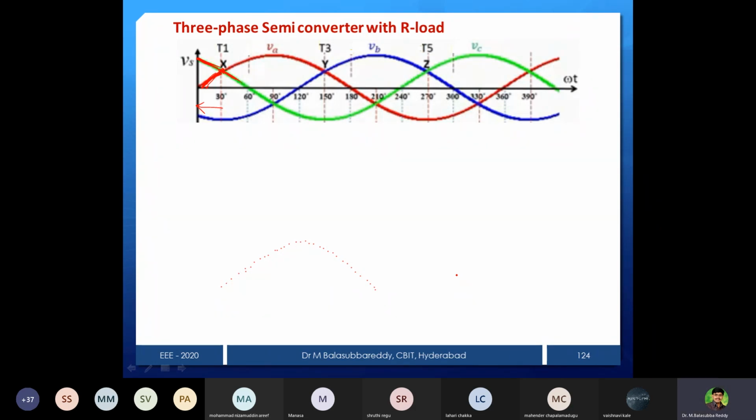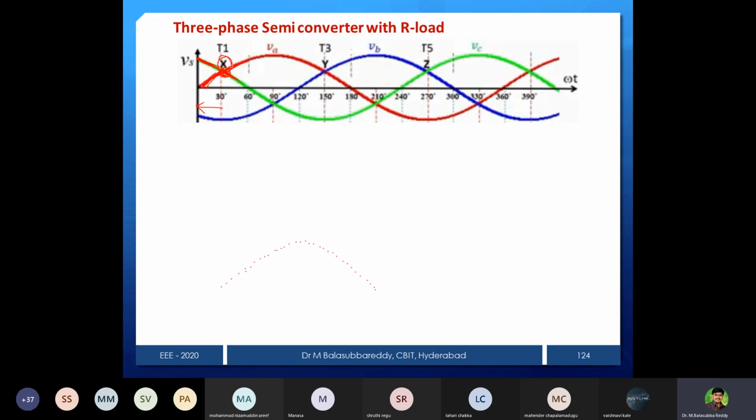Yes, sir. So now we can see, at or before 30 degrees, the C phase is more positive and the A phase is less positive. That is the reason the A phase device will not conduct up to 30 degrees. Now exactly at 30 degrees, what will happen? The A phase and C phase magnitudes are the same. From this point onwards, the A phase will be more positive.